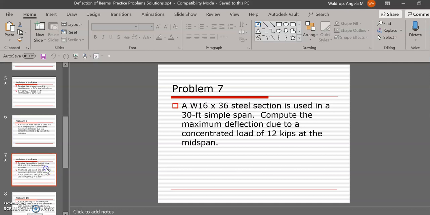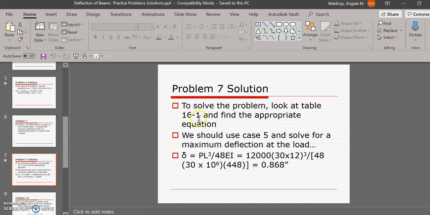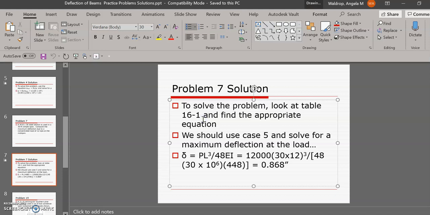Okay, so if we take a look at the solution, we need to look at table 16-1, and that's on page 581 in our books. If you take a look at that, there are 8 cases. We need to find the case that's going to work best for the situation. And in our case, for this particular problem, we're going to use case 5. And we're going to solve for the maximum deflection at the load. So you can see that this equation here is the equation that I got directly from page 581.